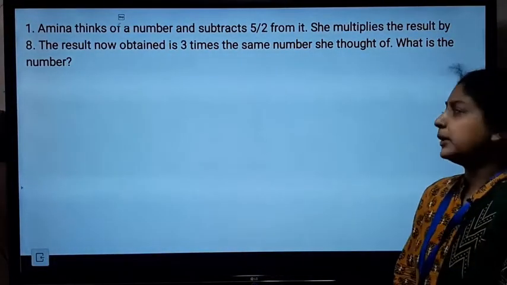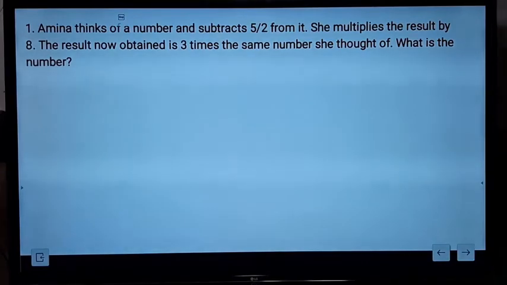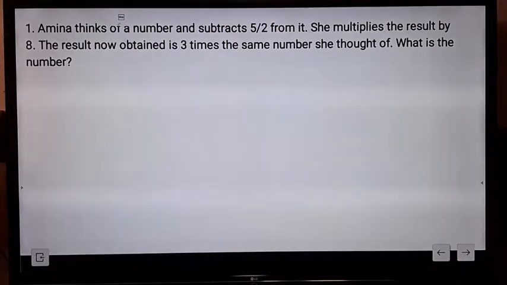Have a look at the first question. The first question tells you, Amina thinks of a number and subtracts 5 by 2 from it. She multiplies the result by 8. The result now obtained is 3 times the same number she thought of. What is the number?